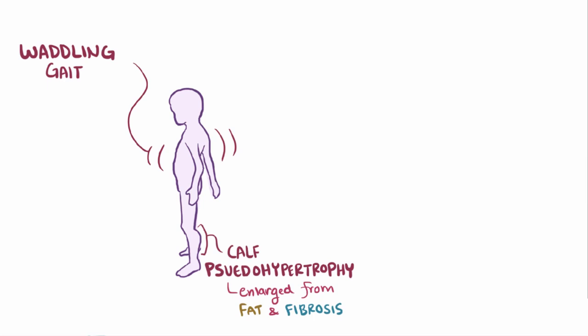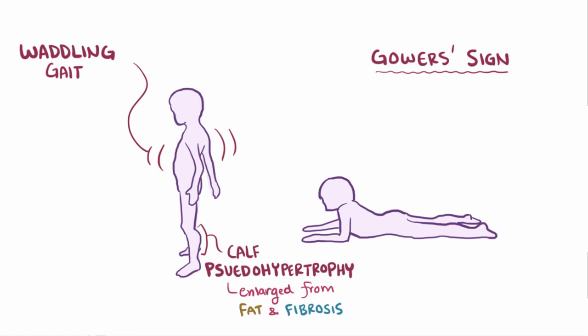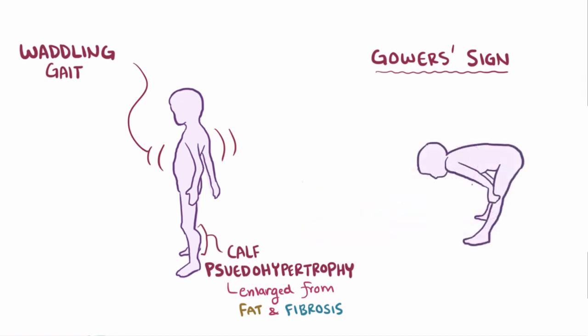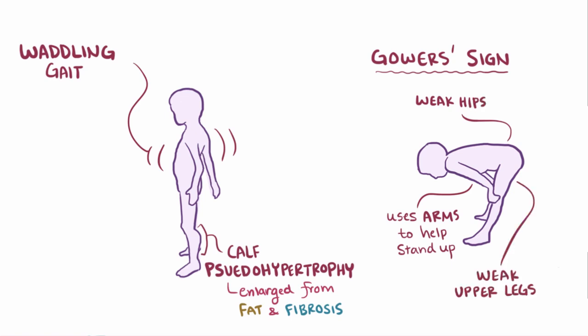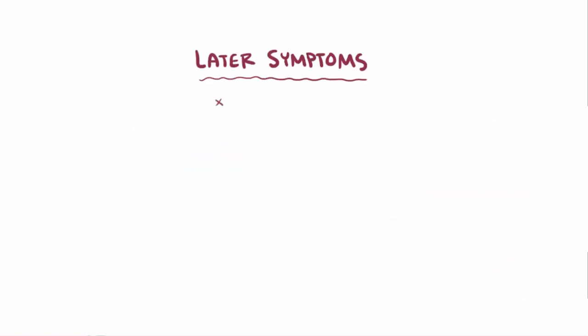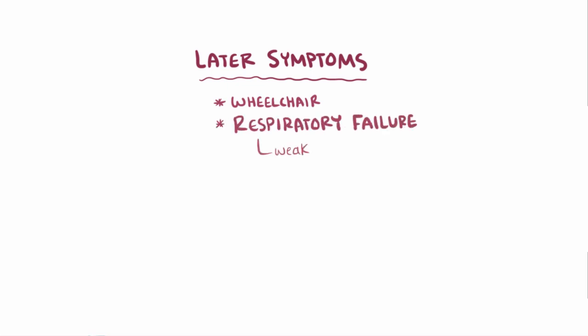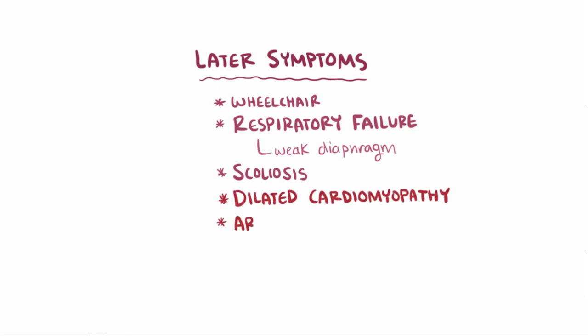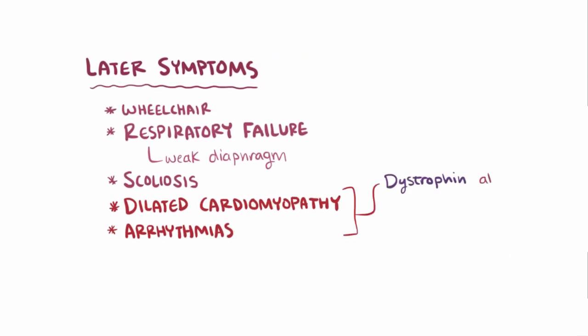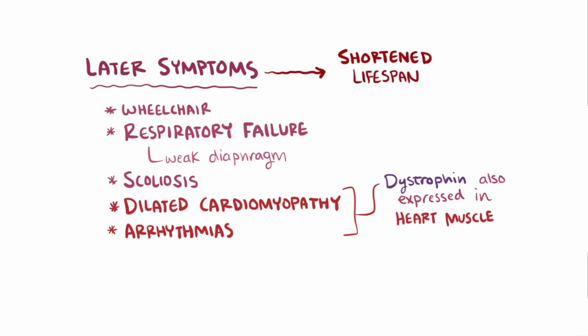Another classic sign of Duchenne muscular dystrophy is Gower's sign, where if a child's lying down flat on their stomach, they'll try to slowly stand up with the help of their arms, because of weak muscles around the hips and the upper legs. Later symptoms include needing a wheelchair because of severe weakness, developing respiratory failure because of a weak diaphragm, scoliosis, and developing dilated cardiomyopathy and arrhythmias, since the dystrophin protein is also expressed in heart muscle. Unfortunately, these complications often lead to a shortened lifespan.